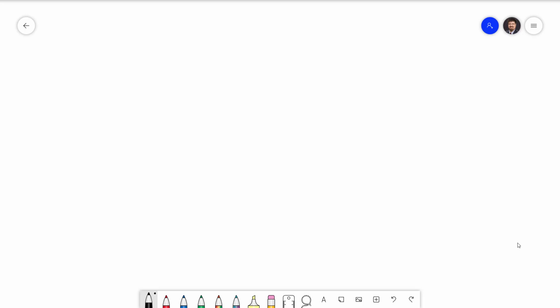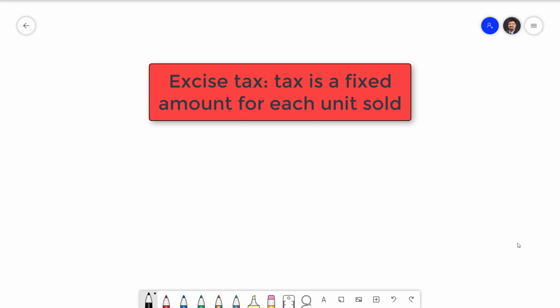There are two main ways to implement taxes. The first is the simpler of the two, which we call the excise tax. An excise tax is a fixed dollar amount charged for every unit sold. An example of this is the South Dakota tax on cigarettes, which is $1.53 per pack of cigarettes. It does not matter what the price of the pack of cigarettes is, the tax is $1.53 no matter what.